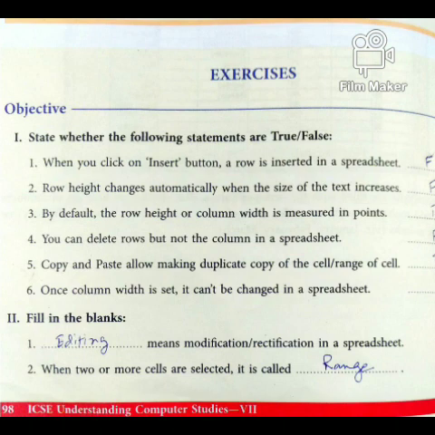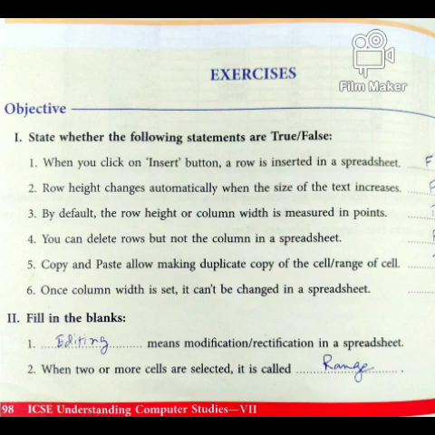Question number 2, the row height changes automatically when the size of the text increases. It's false. Question number 3, by default the row height or column width is measured in points. True. Question number 4, you can delete rows but not the columns in a spreadsheet. False. Copy and paste allows making a duplicate copy of the cell or range of cells. True. Once column width is set, it cannot be changed in a spreadsheet. False. So we finished here the true and false. Let's move into the next one.